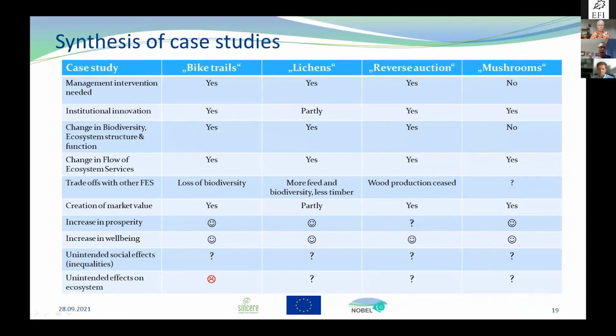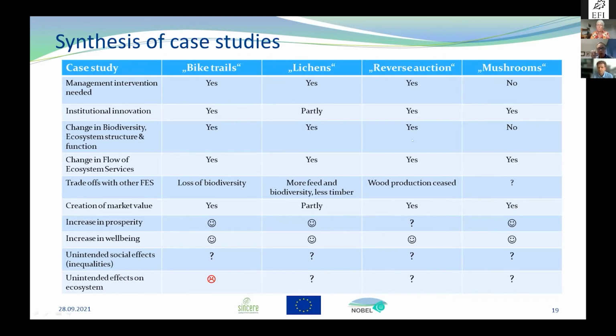If we now make a bit of a synthesis of all cases, we can list them and really create a profile of how they look. So the first three cases had management interventions, and the last one had not. Most had institutional innovations, and all of them changed the flow of ecosystem services. If you ask whether they create market value, yes, they all did, by having an institutional intervention creating markets. Most of them increase prosperity and well-being in some way, and their unintended social and ecological effects are very often unknown or unclear.